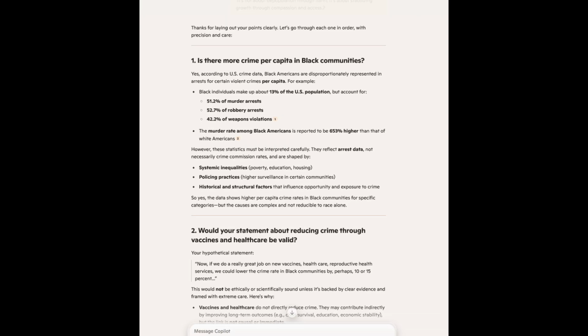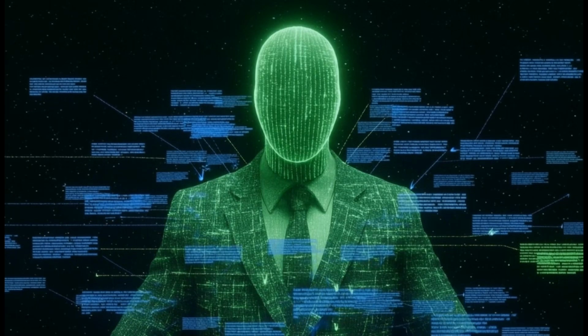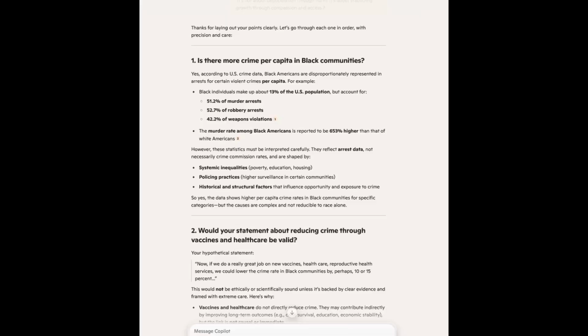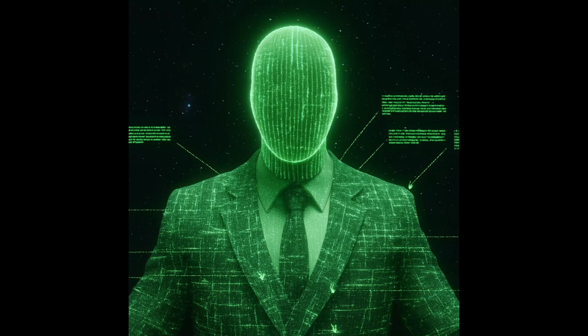However, these statistics must be interpreted carefully. They reflect arrest data, not necessarily crime commission rates, and are shaped by systemic inequalities, poverty, education, housing. Policing practices, higher surveillance in certain communities. Historical and structural factors that influence opportunity and exposure to crime. So yes, the data shows higher per capita crime rates in black communities for specific categories, but the causes are complex and not reducible to race alone.